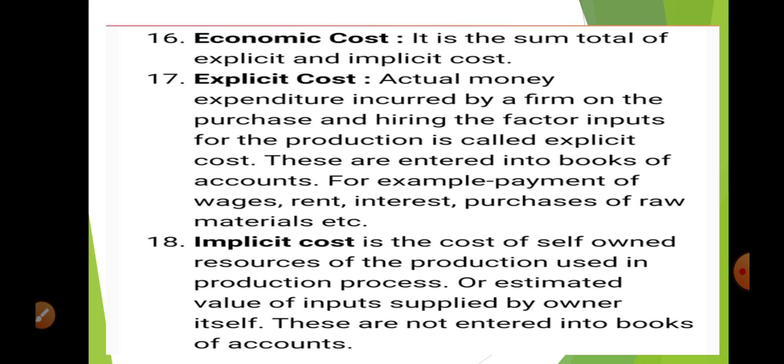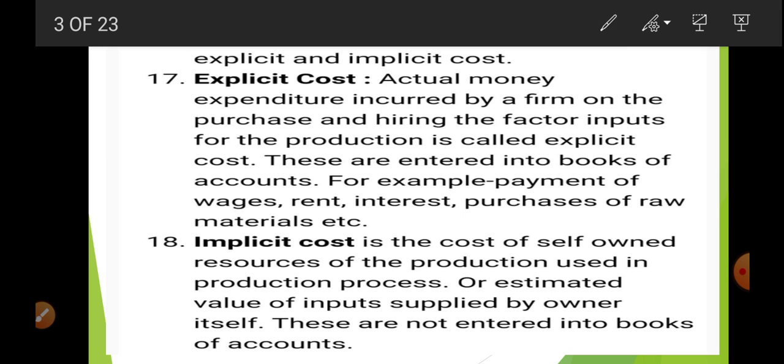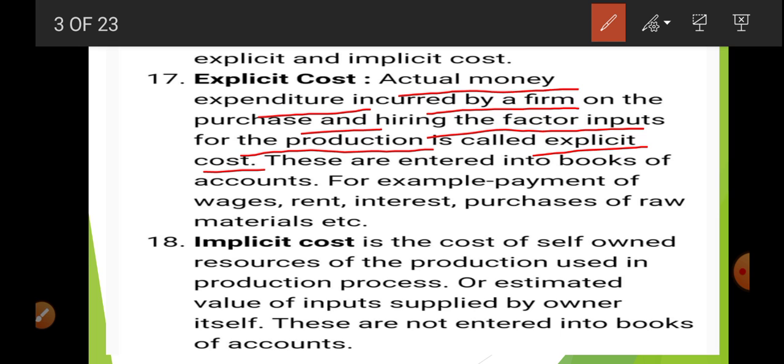First of all, what do you mean by economic cost? देखो, cost is what? It is the sum total of explicit and implicit cost. Explicit cost is what? Actual money expenditure incurred by a firm on the purchase and hiring of factor inputs for production is called explicit cost. In simple language, if we are purchasing or hiring factor inputs from the market, whatever payment we are making, that is known as explicit cost.